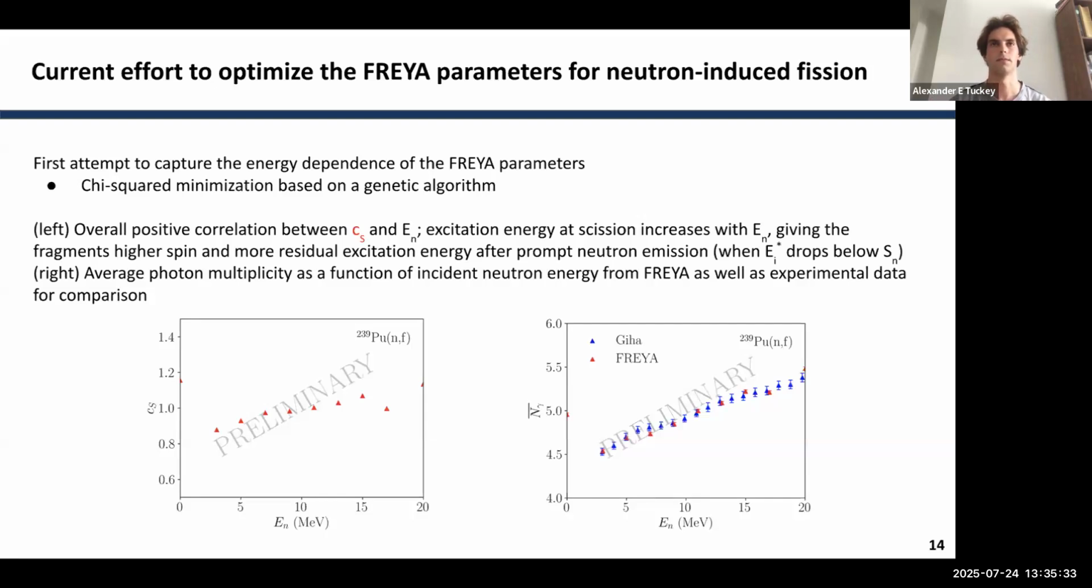So that still has to be dissipated. And so afterwards photon emission takes over and de-excites them fully. And this is still a preliminary result, but you can see that as a result of this optimization using the genetic algorithm, we're getting some pretty nice agreement between the data by Nathan Giha and the Fry result.